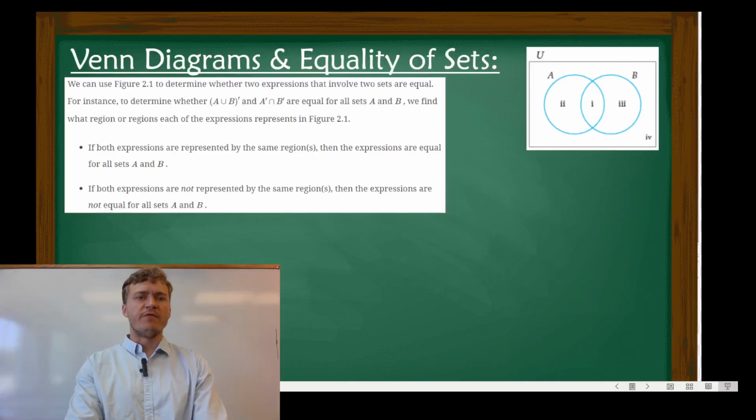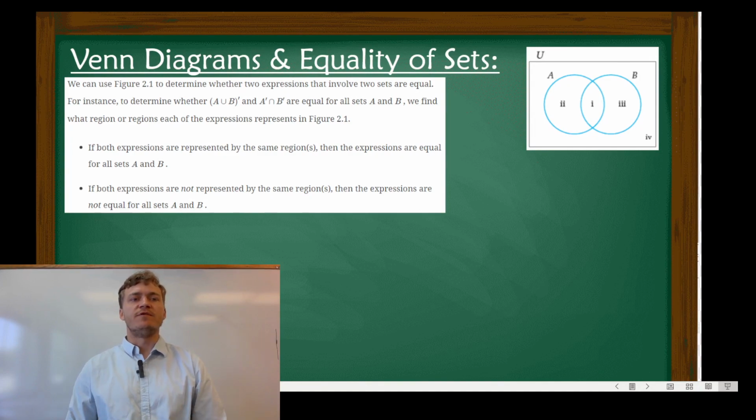Looking here at Venn diagrams and equality of sets, we can use the following figure to determine whether two expressions that involve two sets are equal. For example, to determine whether the following expressions, (A union B) complement and A complement intersect B complement, are equal for all sets A and B, we find what region or regions each of the expressions represent in the following figure.